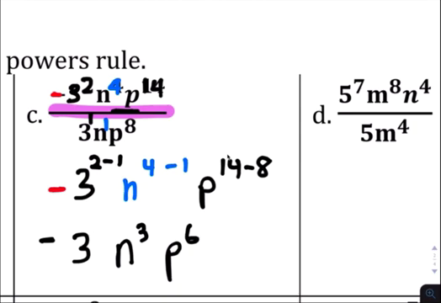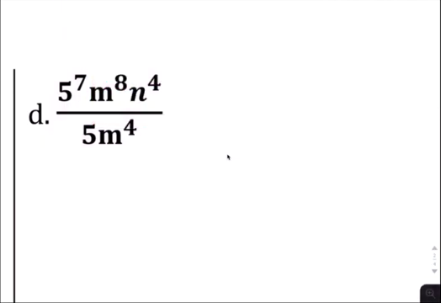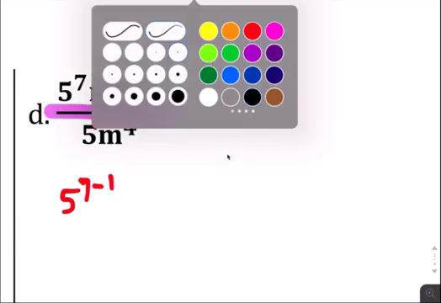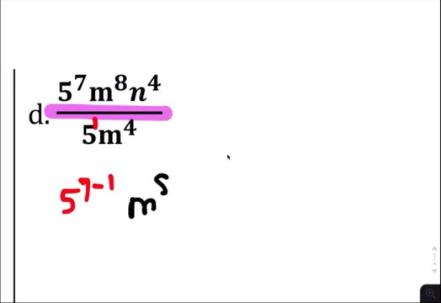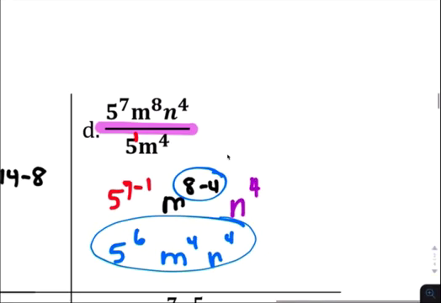Now 1 can be invisible. Here is the power of 1, so 5 to the 7, because it is a division, you're going to subtract 7 minus 1, m to the 8 minus the 4, and n is just by itself to the 4th. There's no other n. So you got 5 to the 6, m to the 4, and n to the 4. That's your final answer.